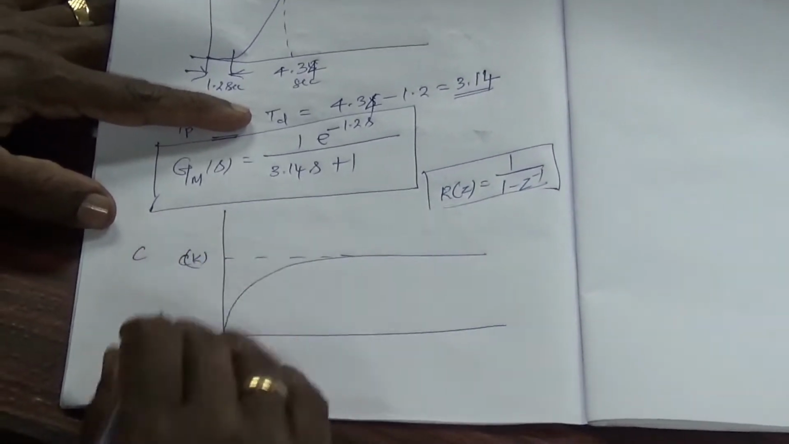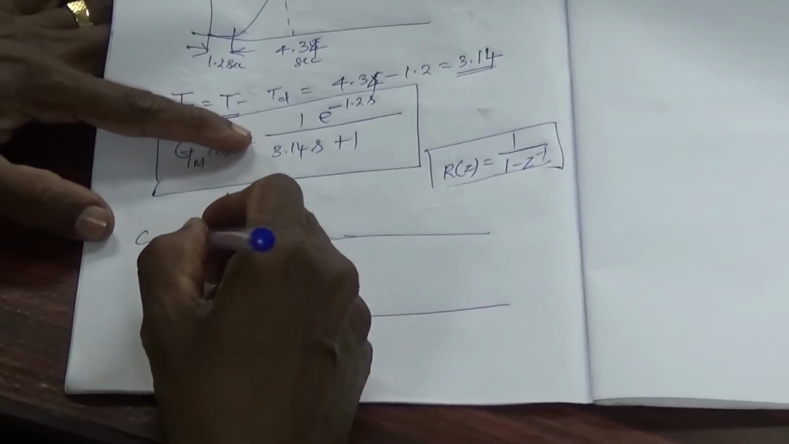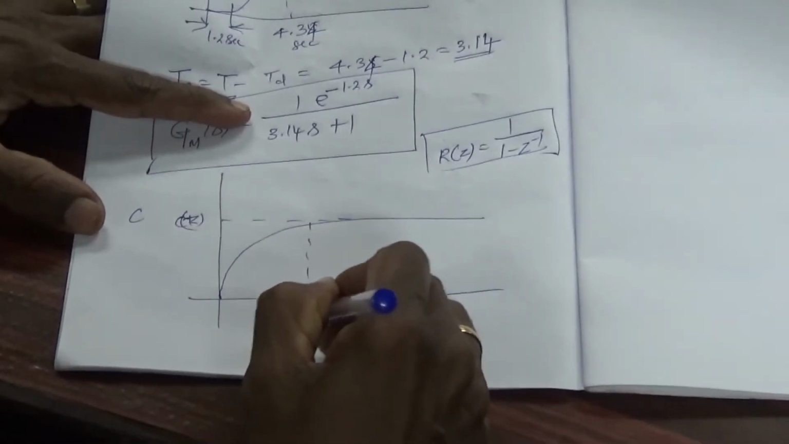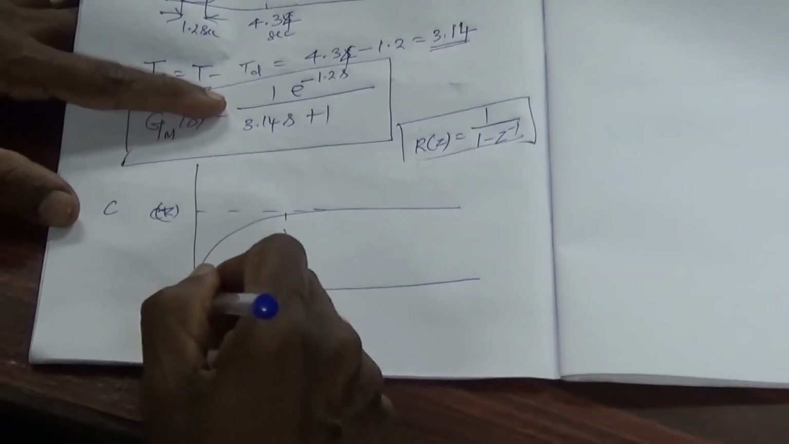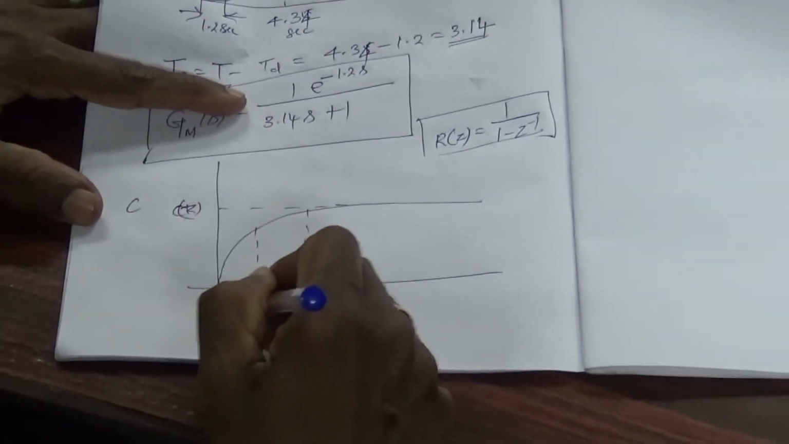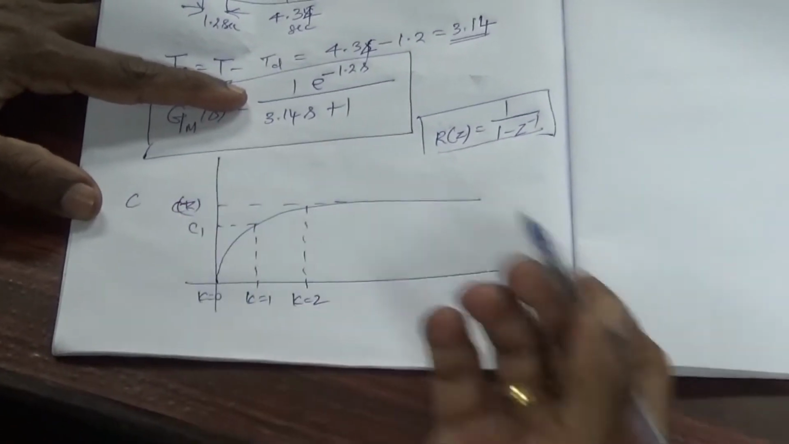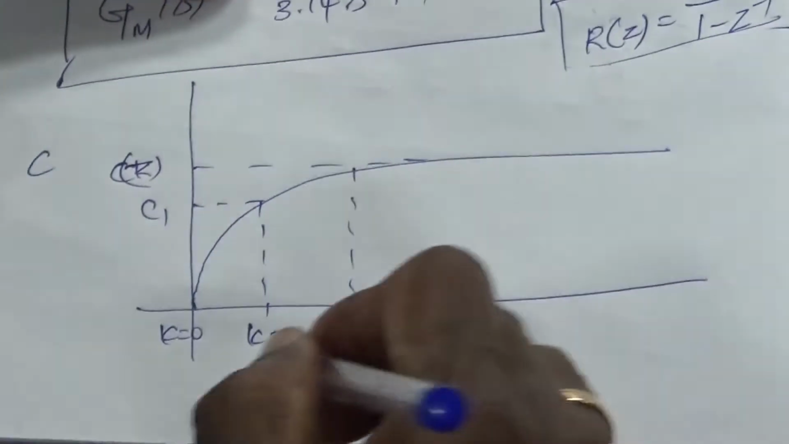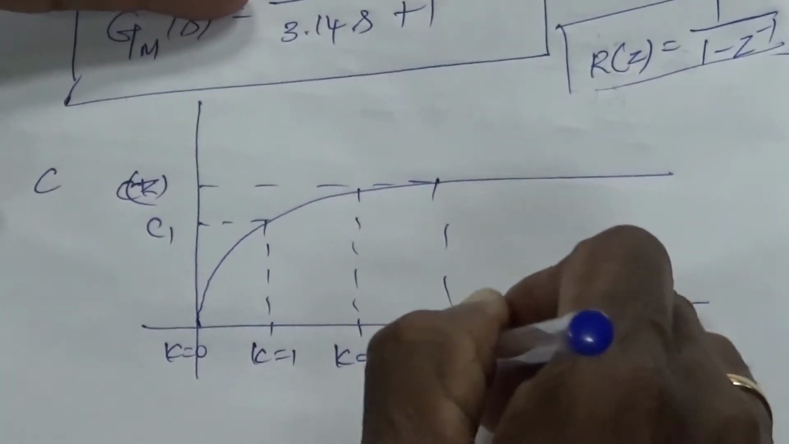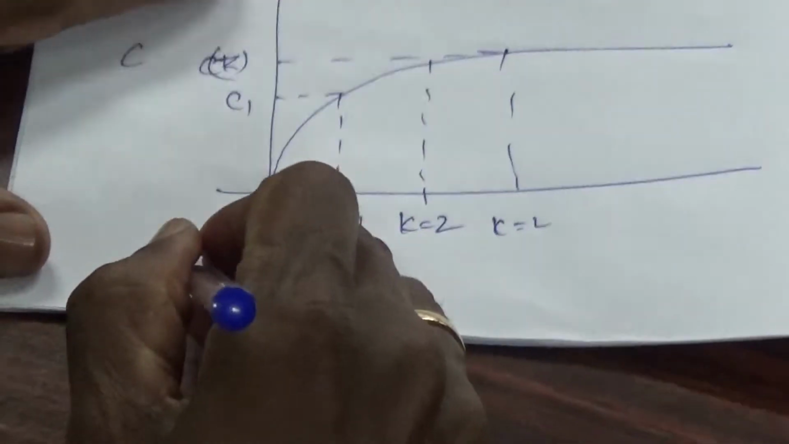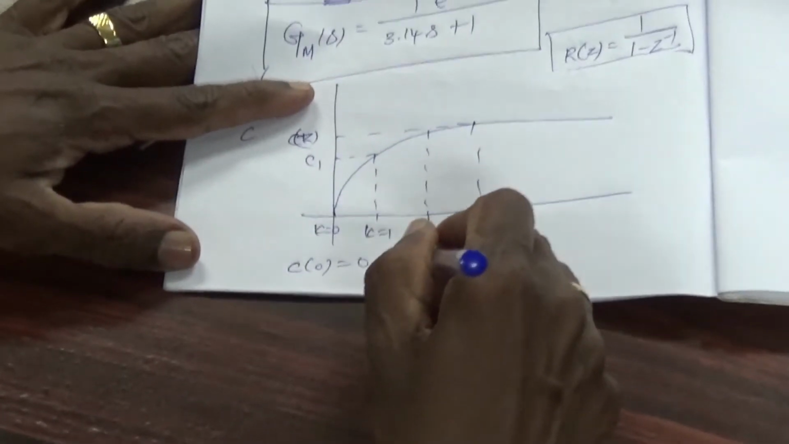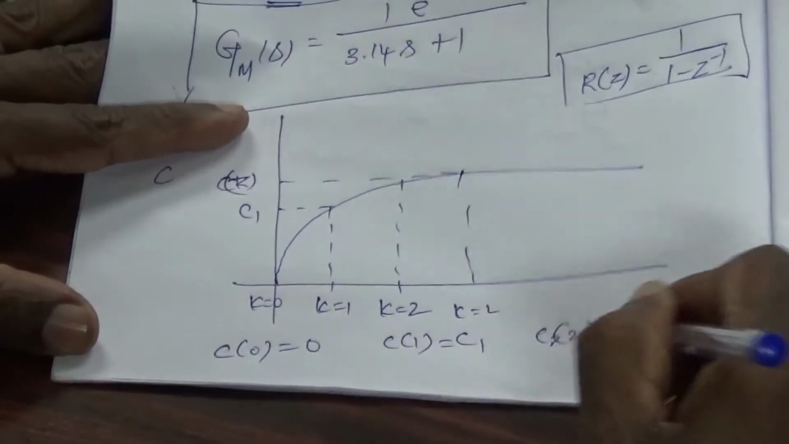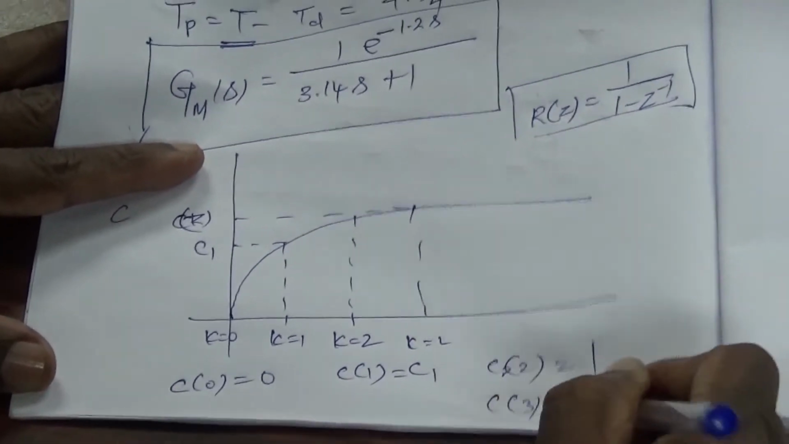Therefore, we are assuming that c(k) is settled from second sample onwards. At the first sample it is 0, but when k equal to 1, the value is, let us assume, c1. We do not know that value. Therefore the response can be written as: c(0) is 0, c(1) is c1, from c(2) onwards it is 1, c(3) equal to 1, etc.